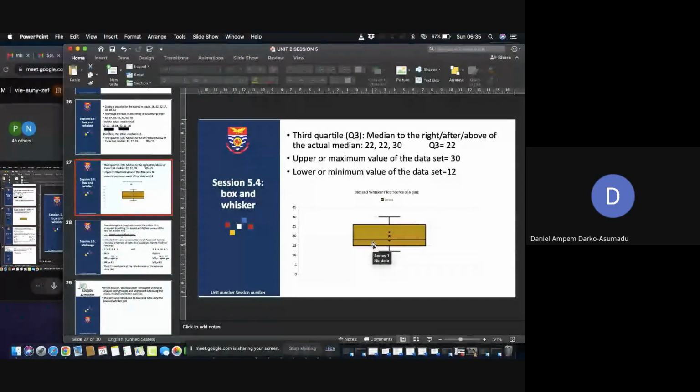My question here is the drawing of the box. How do you manage to draw the length of the box? Does it have any measurement that you take to draw the box, or do you draw it anyhow? Yes, but you have to locate the values you have calculated. You locate them and draw it. It's not drawn to scale, but locate the minimum and the maximum. Then the rest will come in the box. Then you draw a line to connect it, as you can see.